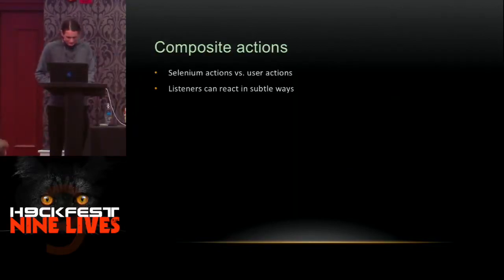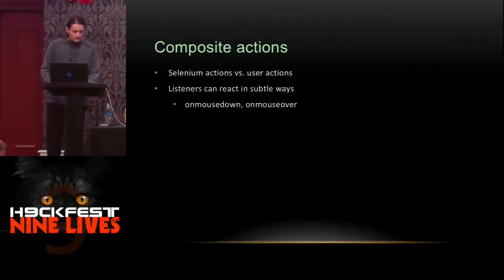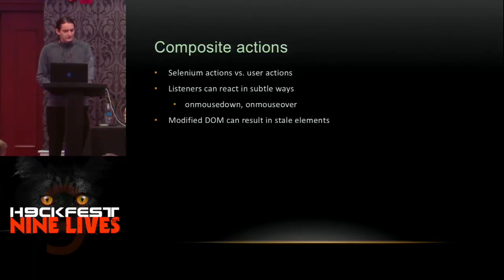Finally, one of the last topics before we run out of time is composite actions. Selenium actions versus user actions. These can differ in sometimes subtle ways. One example, which is probably pretty familiar, is on mouse down. Elements that will react when you press the mouse down, when you click on them but before you release, in that window something on the page changes. Also on mouse over. Modifying the DOM can result in stale elements.